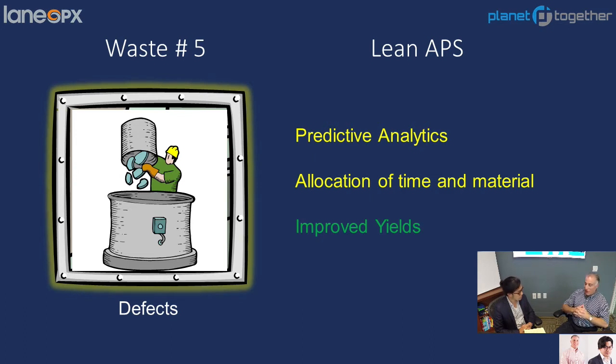So defects oftentimes are hidden because it's revealing, and sometimes it's personally revealing, and it's a challenge to find the root cause. But if a factory is able to understand their defects, how do you take that into account when you're trying to schedule in a lean manner?